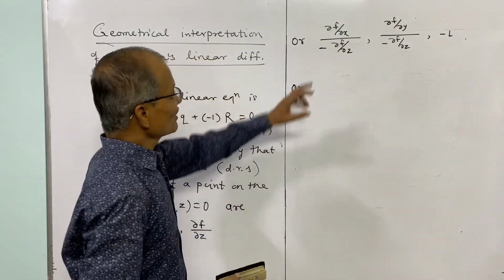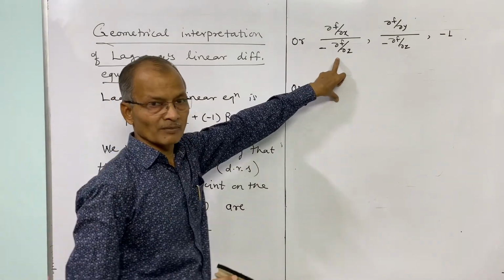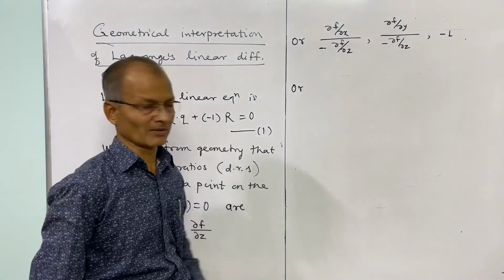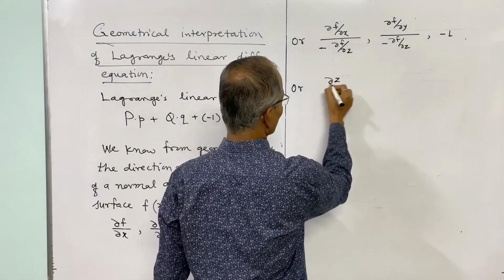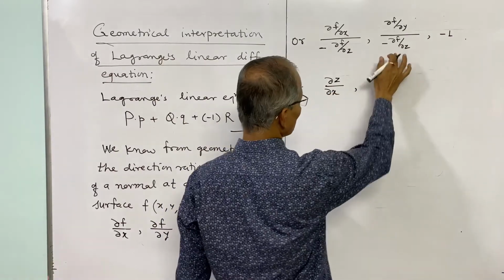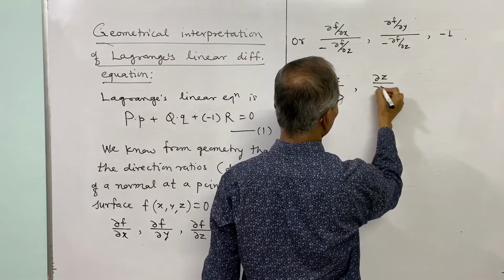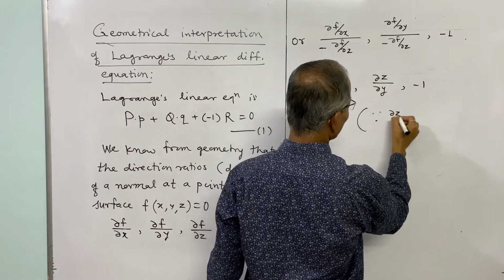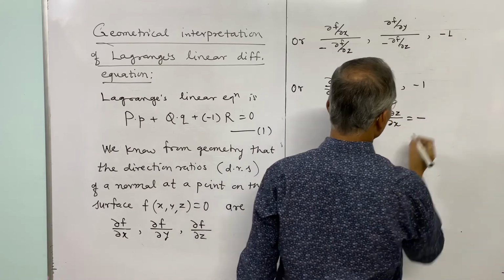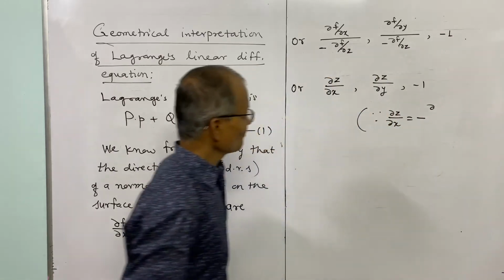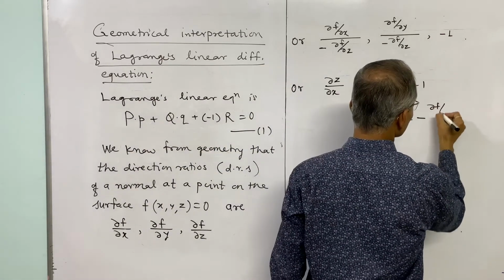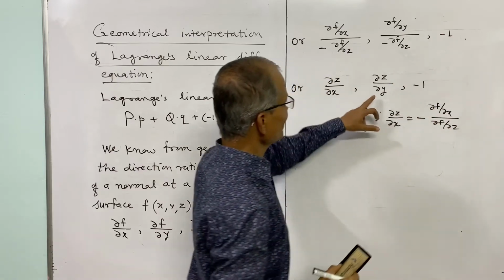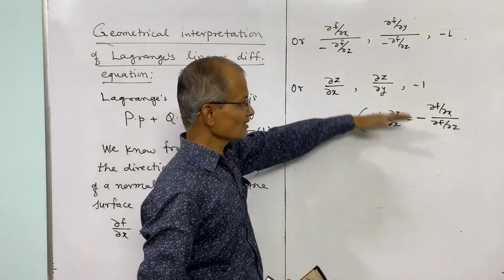See, by the result of derivative of implicit function, this represents the partial derivative of z with respect to x, dou z by dou x. This represents the partial derivative of z with respect to y, dou z by dou y, and minus 1. Since this dou z by dou x is negative of the same dou f by dou x divided by dou f by dou z. Similarly, this dou z by dou y is this one. So these are results from implicit function.